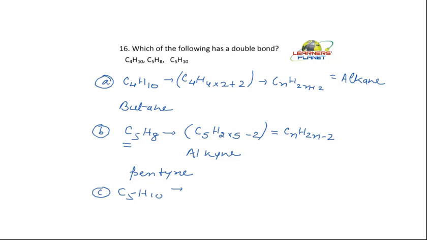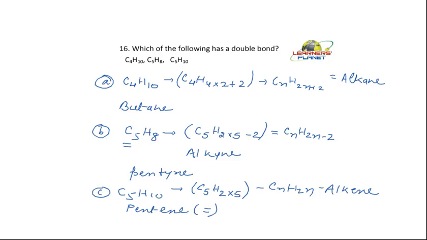Now the next one, that is C5H10. What is the general formula coming out to be? 2 multiplied by 5 is 10. So CnH2n. So what is it, students? It is an alkene. That is, it is pentene. That is, this is having a double bond. So what will be the answer of this question?